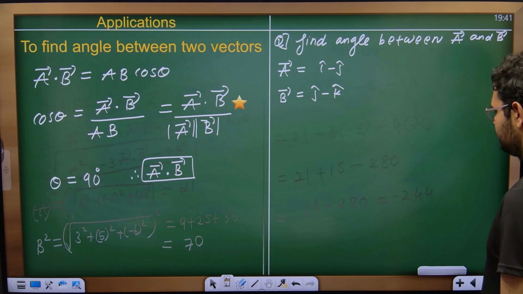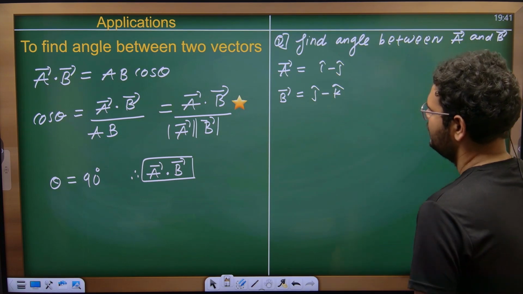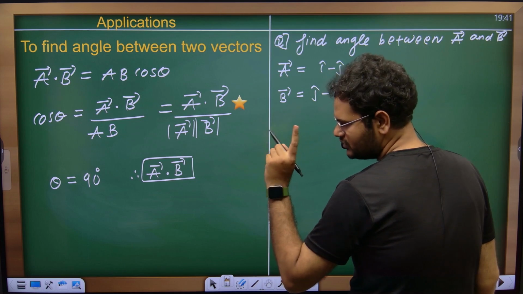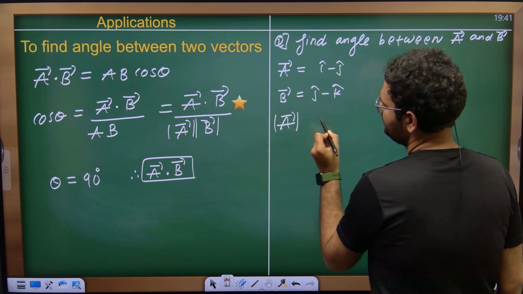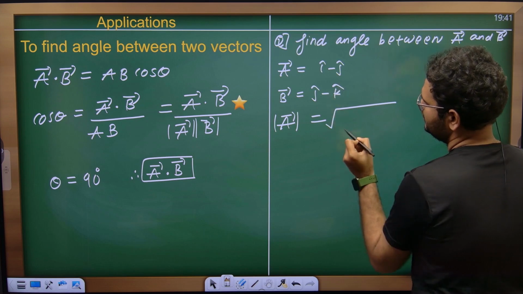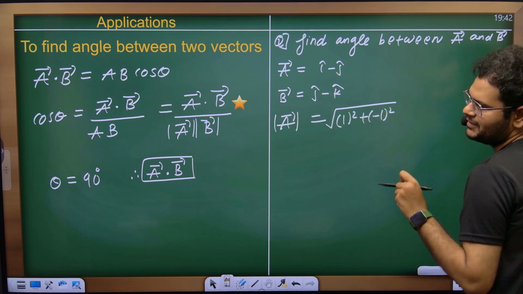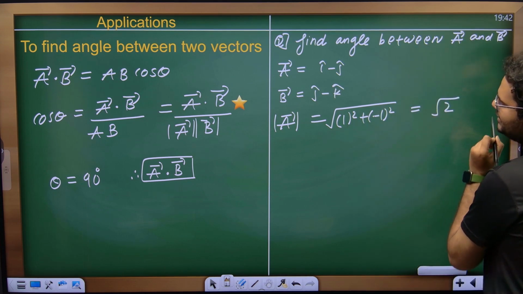Where are the questions? Okay. Find the angle between A vector and B vector. Very simple. How? First, what do you do? First, magnitude is needed. So first we will find the magnitude. You tell me, what is the magnitude of A vector? You should never make a mistake in magnitude. So it is 1 square plus minus 1 square, sir. Sir, 1 square plus minus 1 square is 0. Then I will slap you. Okay, so it should be what? Root 2, sir. Yes, sir.